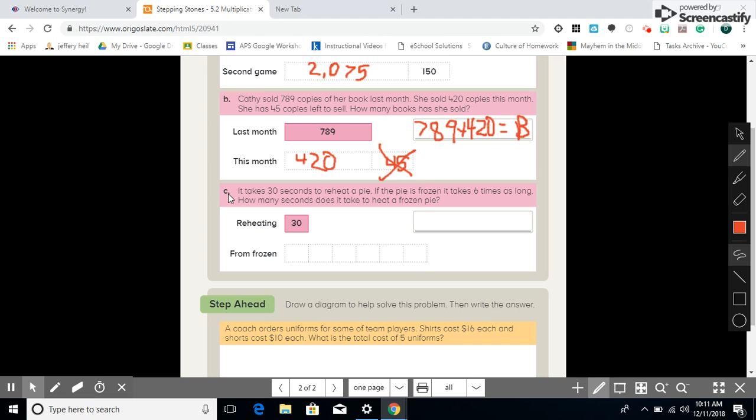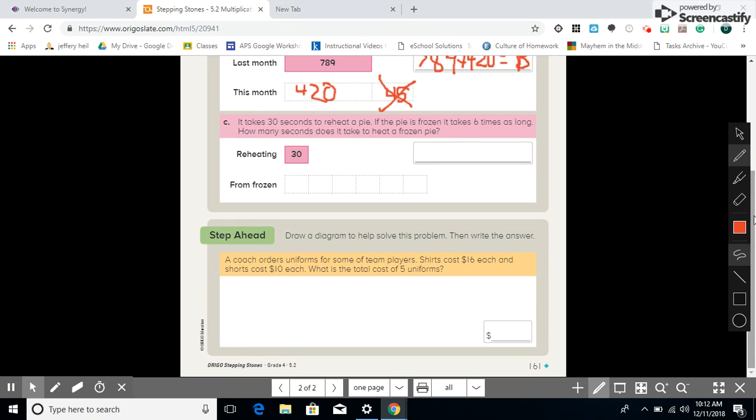C is a little more straightforward. It says it takes 30 seconds to reheat a pie. If the pie is frozen, it takes 6 times as long. How many seconds does it take to heat a frozen pie? So you're going to fill in this tape diagram and then write the math problem that will solve it. You don't have to solve it, just write the problem.